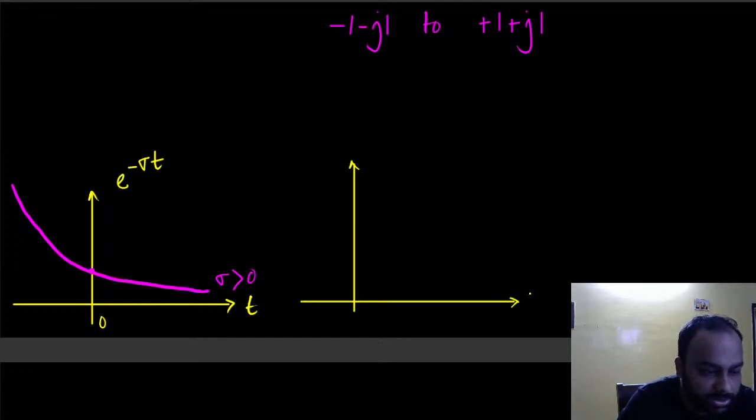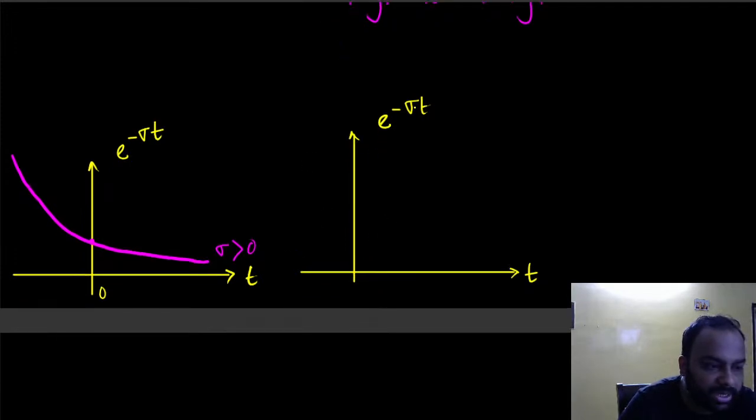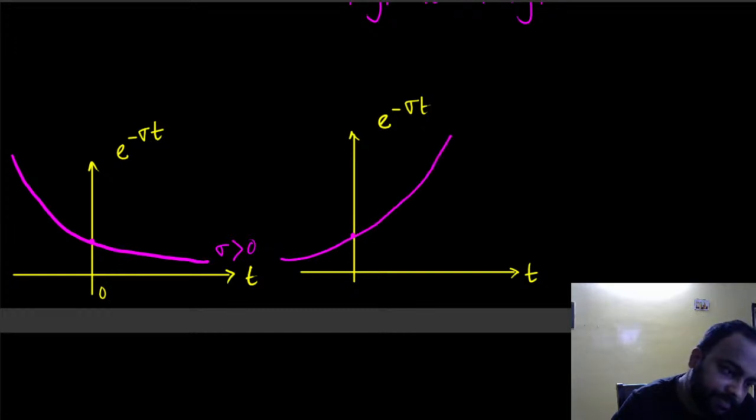Right? So this is t, and this is e to the power minus sigma t. What if sigma is less than 0? Of course, if sigma is less than 0, then when time is positive, this is going to be positive because sigma is negative, and as t increases, this will keep on increasing, so it is going to be pretty large. But at t equal to 0, sorry, the value is going to be 1, right?